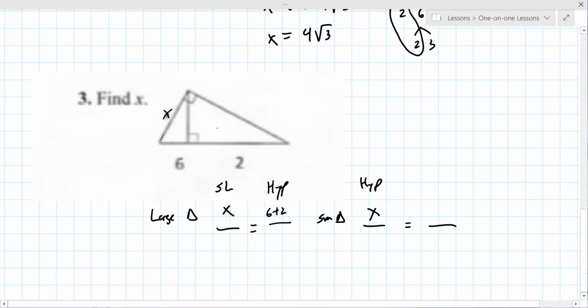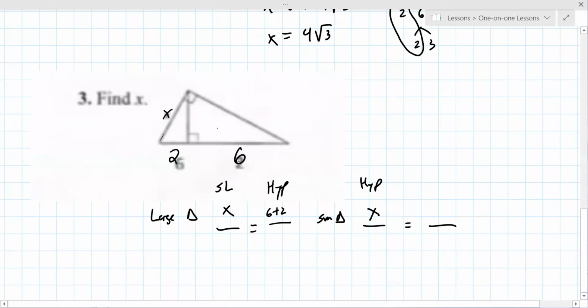I guess. What is this really, right? There's no way that's 6. Well, it could be, but it seems ridiculous. It seems like that should be 2 and that should be 6. Yeah. I know you're not sure.